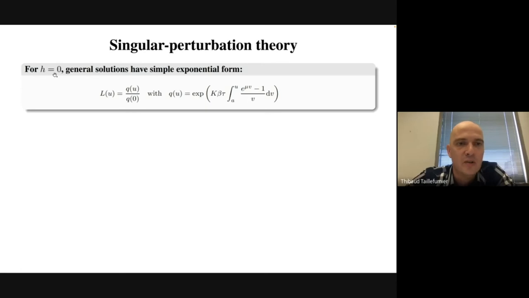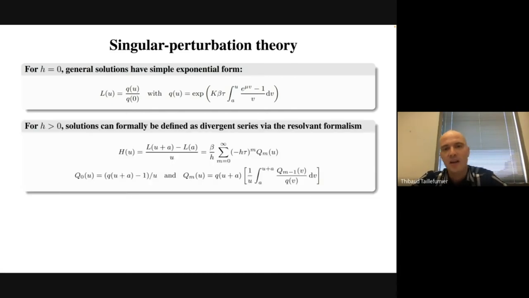So the first starting point is to say, okay, for h equals zero, I can use the method I explained before, and I can find the form of the general solution for L of u, my moment generating function. And it's going to have a nice exponential, completely monotone form that I know exactly. So then when I want to solve it for non-zero h, I can use the resolvent formalism to find the solution under a certain form, which will be a series expansion in h. So if you carry out the calculation, you realize that the right form is not L, actually. It's some function that's closely related to L called H.